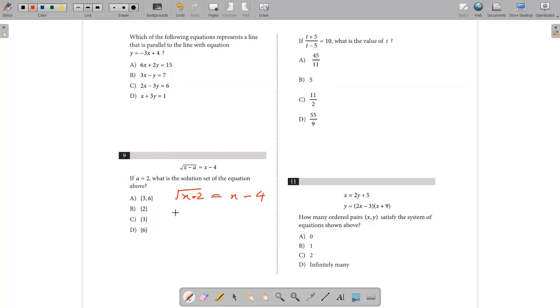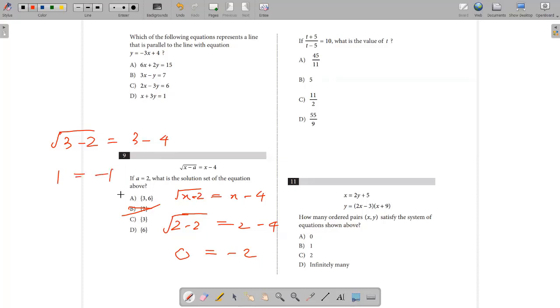So I'm going to start with 2 first. Square root of 2 minus 2 is equal to 2 minus 4. 0 is equal to negative 2. So that's not valid. Okay, so we'll do 3 then. Square root of 3 minus 2 equals 3 minus 4. So it'll be 1 equals negative 1, because 3 minus 2 is 1 and square root of 1 is 1 and 3 minus 4 is negative 1. So is it option C?